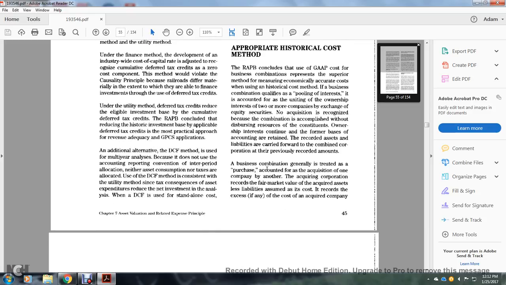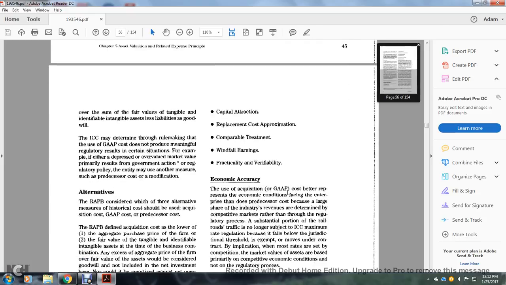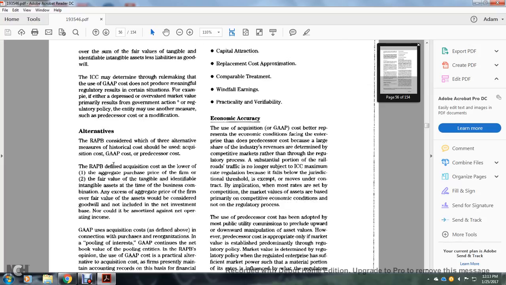Business combinations are generally treated with purchase accounting under GAAP as an acquisition, with one company acquiring the other. The acquiring corporation records the fair market value of the acquired assets, less liabilities assumed, as the cost. The excess over the sum of the fair value of the tangible and identified intangible assets, less liabilities, is recorded as goodwill. The Interstate Commerce Commission determines the rulemaking of generally accepted accounting principles in the proceeding. In certain situations, for example, an overvalued market value may result primarily from government action or regulatory policy and need another measure for such predecessor modification.